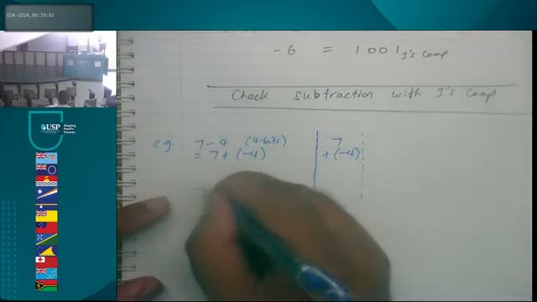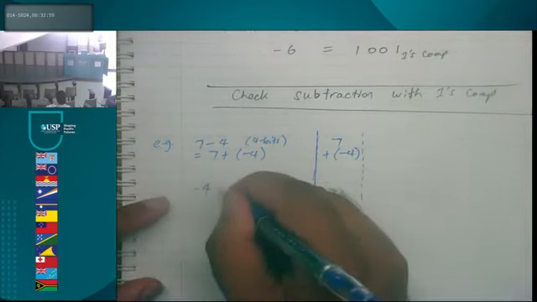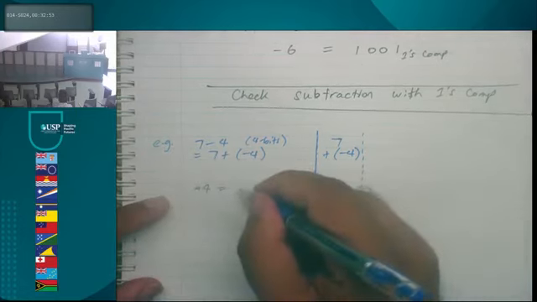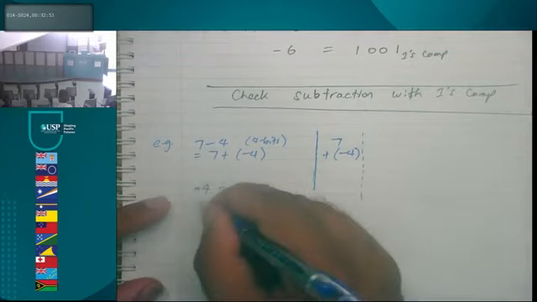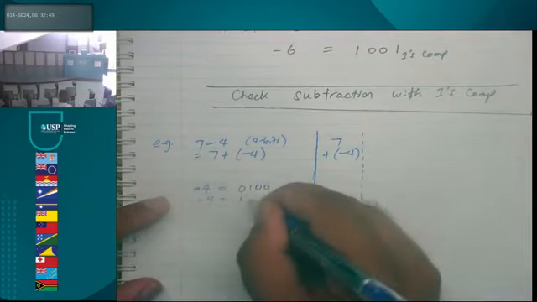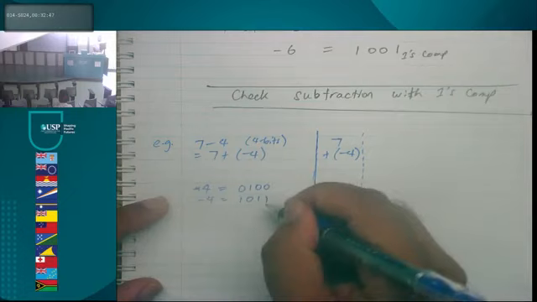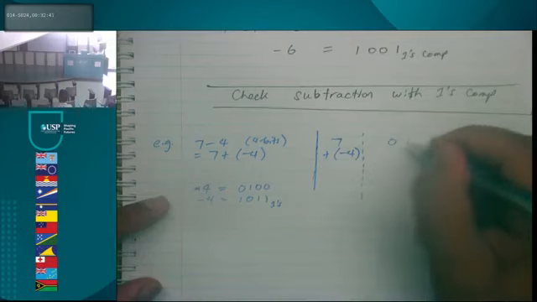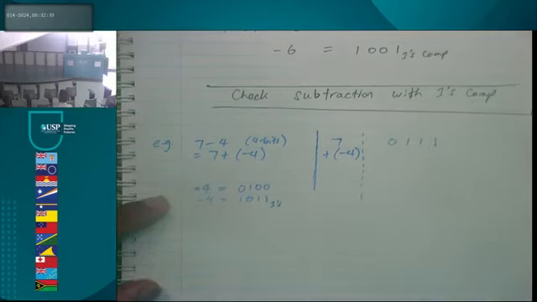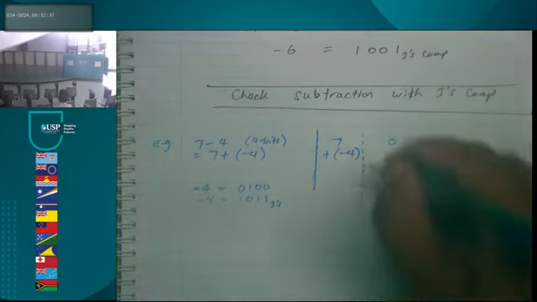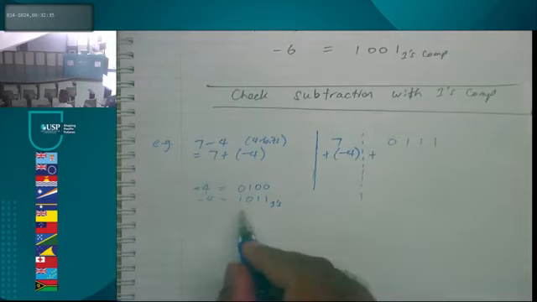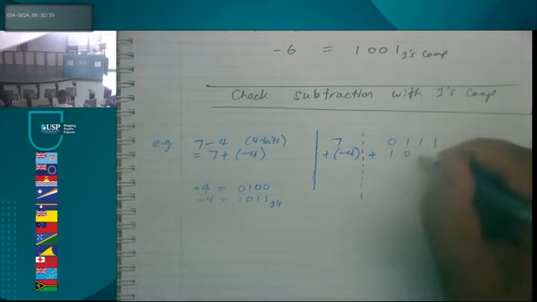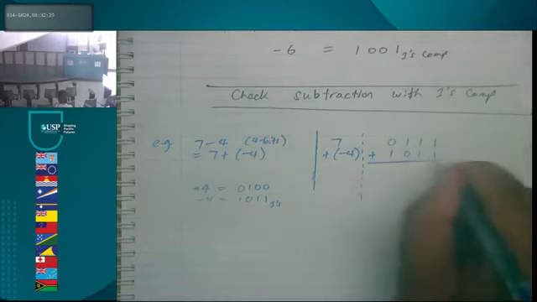Now, over here on the sideline, let's do negative 4. Positive 4 would equal 0, 1, 0, 0. Negative 4 will equal 1, 0, 1, 1, in 1's complement. 7 would be what, guys? 0, 1, 1, 1. Yeah, that's a positive number, we don't need to do anything. And then we're going to do a plus. The negative 4 is from here, 1, 0, 1, 1.